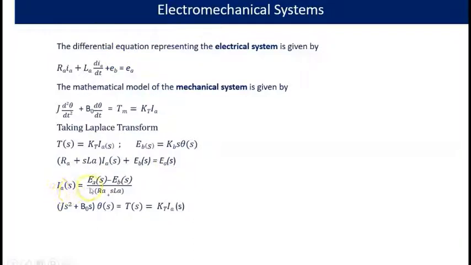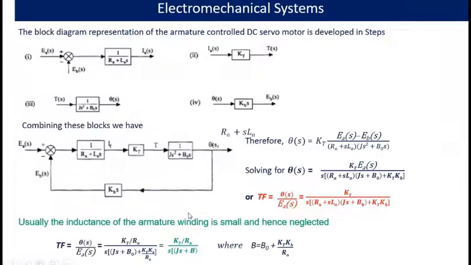We can write Ia of s is equal to EA of s minus EB of s divided by RA plus s LA. Now the Laplace transform of the mechanical equation: J d square theta by dt square, therefore J s square, applying the differentiation theorem, plus B0 s, with theta of s taken outside, equal to T of s is equal to KT Ia of s.